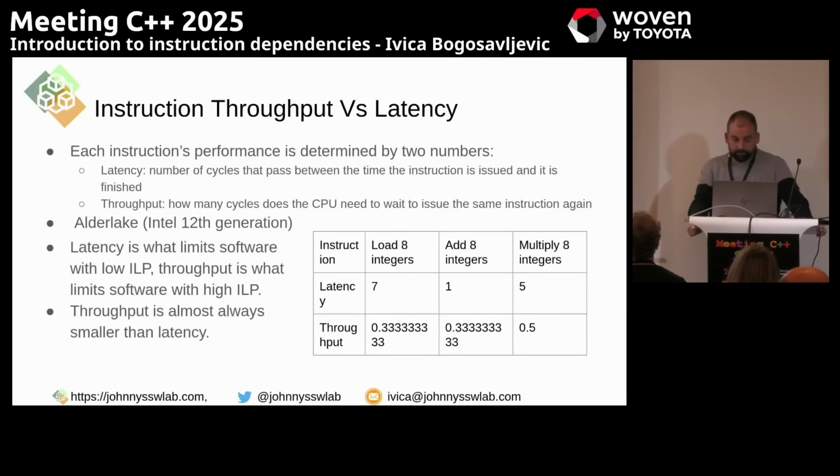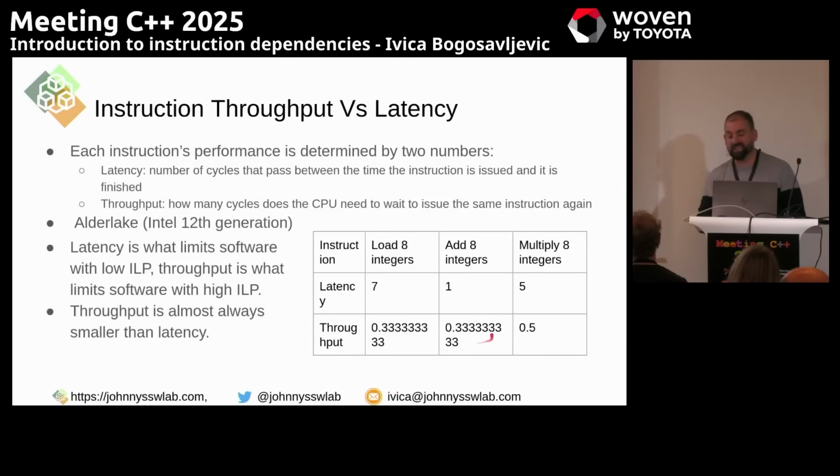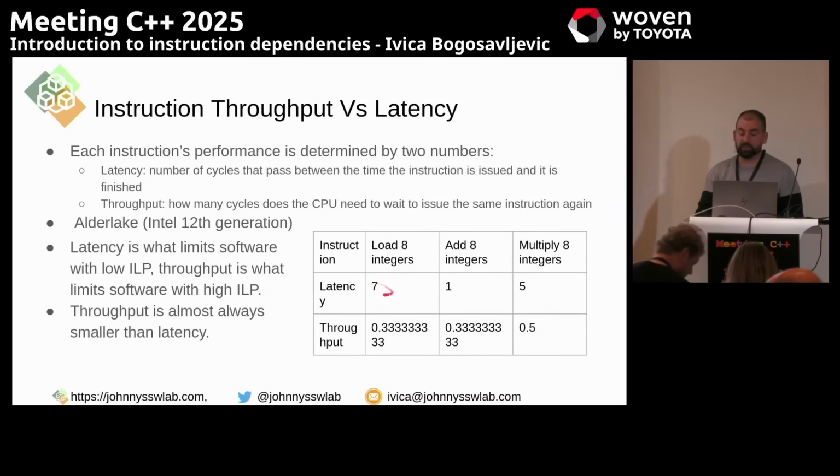Okay, so what's the deal with these numbers? Why are these numbers important? Well, if you have code that essentially doesn't have instruction dependencies, then you are mostly limited by the throughput numbers. So you can execute 3 instructions per cycle, let's say 3 loads per cycle. But if your code has instruction level dependencies and they're very dense, so each instruction depends on the previous one, and these kinds of code are not that uncommon, then you are essentially limited by latency. So you can execute one instruction every 7 cycles.